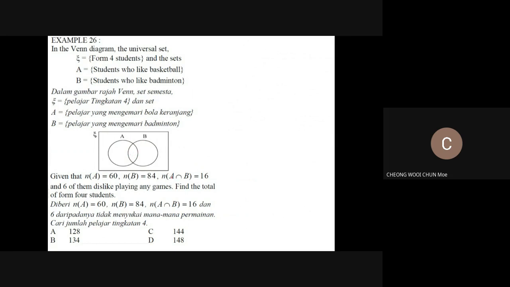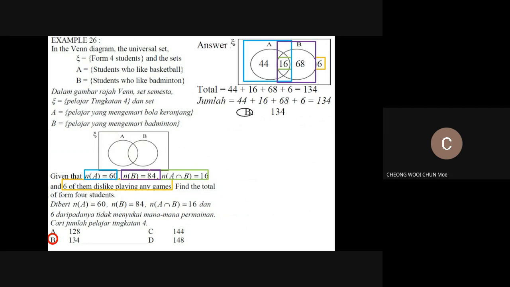Number of elements of A intersect B, where A and B intersect, is 16. And 6 of them do not play any game, so 6 is outside but inside the universal set. So A is 60, whole A is 60, because here is 16. So 60 minus 16 gets 44. And B is 84, 84 minus 16, I get 68. This one is already added up twice, so the 6 goes on this side, outside.